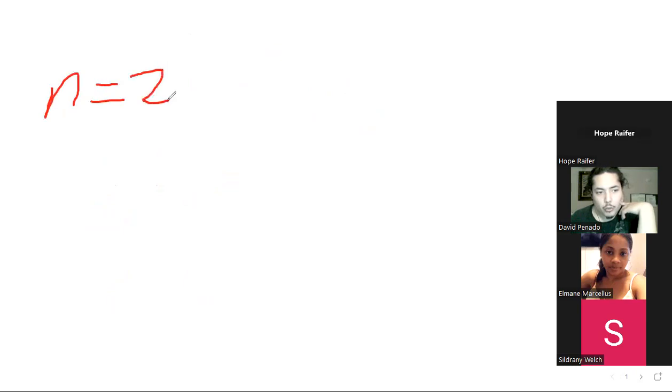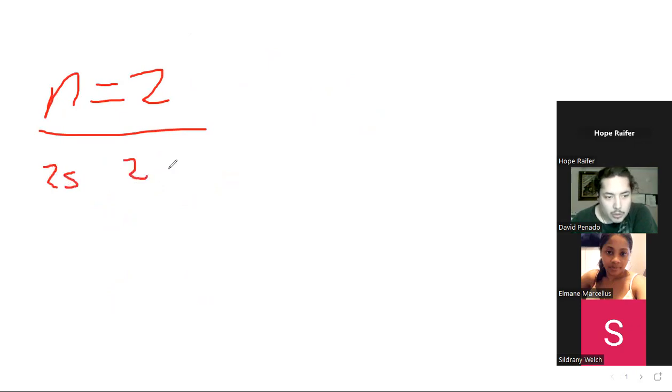Next level, N2. And I have it here. N2 has 2s and it has 2p. Remember the little chart I showed you guys? That's the second shell, yes. The second level, the second shell. Do you guys have that or no more? So N2 has 2s and 2p.